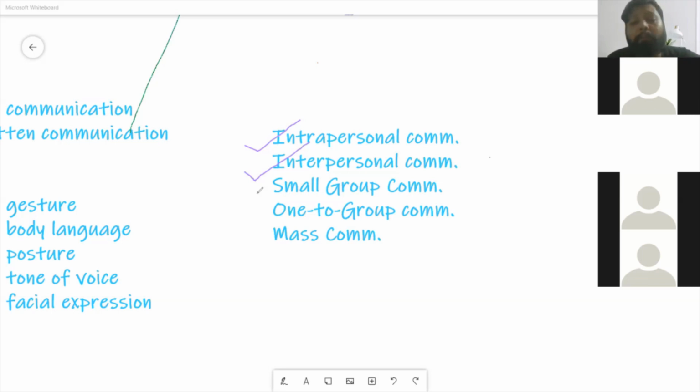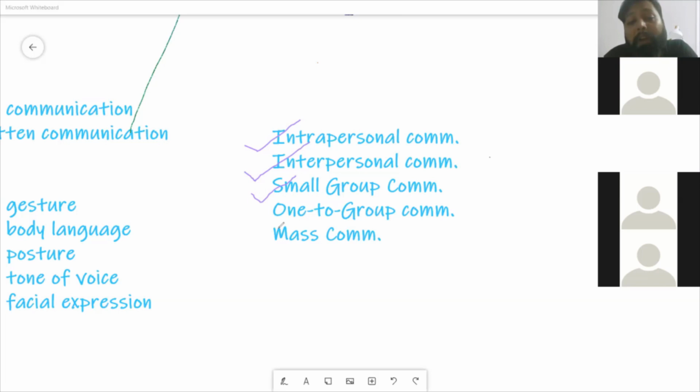Next is small group communication. This is something that you do whenever you are in a group discussion situation. This is again something that you get into if you have a birthday party back at your home, if you are having food with your friends at a restaurant, when you go out to watch a movie with your friends. Whenever you are among a small group of people, this is the communication. This is generally used to have discussions and debates, right? So whenever you have discussions and debates, they happen in small group communication.